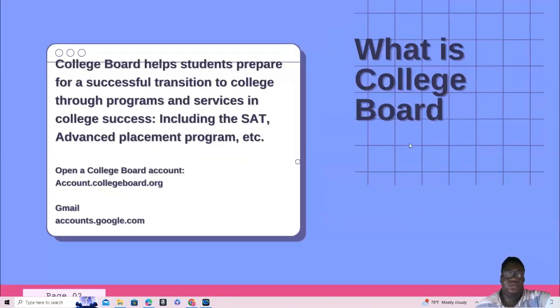To continue with the first step, College Board is a site that helps students prepare for transition into college. It is also a site that can be used for the SAT test, AP classes, the AP tests, and more. To open a College Board account, go to account.collegeboard.org. And to open a Gmail account, go to accounts.google.com.